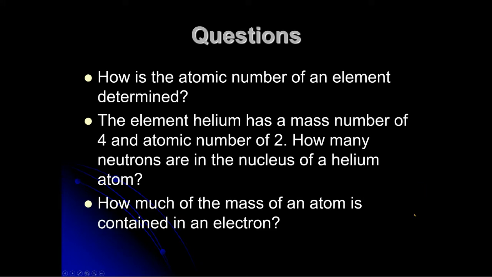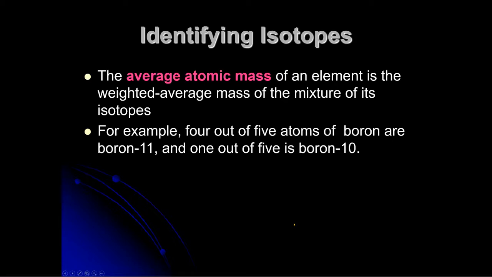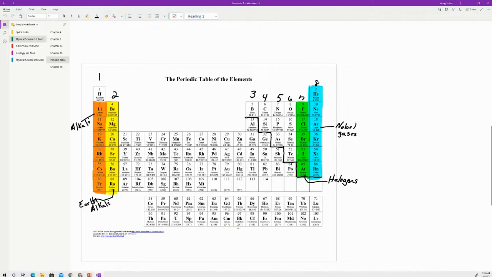How much of the mass of an atom is contained in the electron? We consider an electron negligible. It has such a tiny little mass, we don't count it. So how much of the mass of an atom is contained in the electron? 0. No mass at all. Remember, the mass of an atom is its protons and its neutrons. When I add those together, I get the atomic mass.